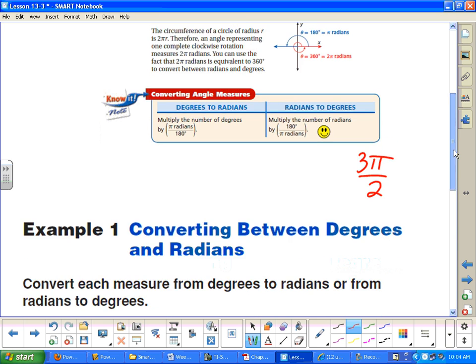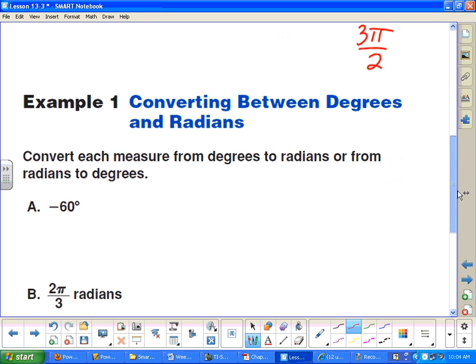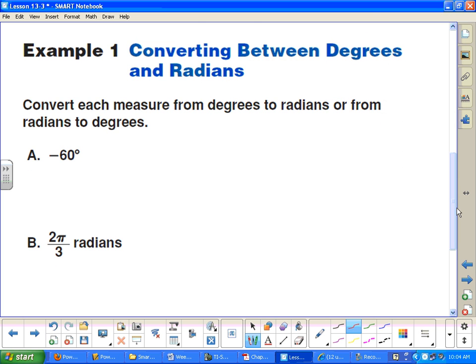All right, so let's do some conversions here. The first one is in degrees. When you see that little circle, you know it's degrees. They want us to convert this to radians. So that means we're going to take this and multiply by pi over 180 degrees.